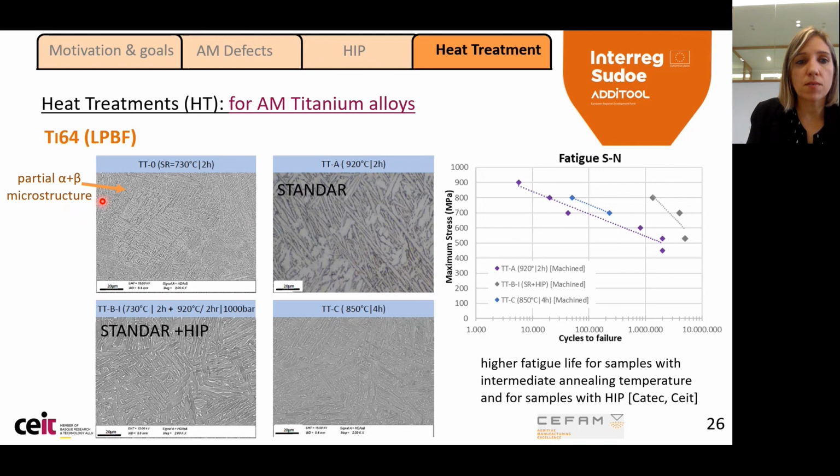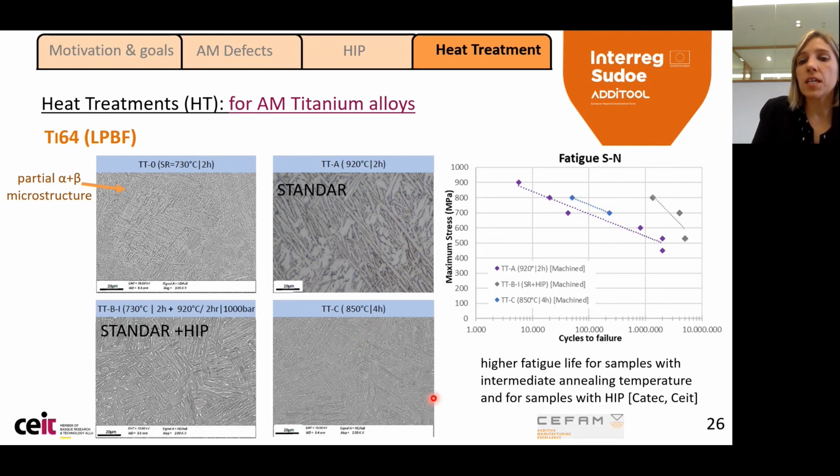In this case, we observe that with the heat treatment, we are able to transform the alpha prime martensite into alpha plus beta. However, at the low temperature, we still have some remaining of this AM microstructure. In the case of the standard treatment and the intermediate treatment, we have the correct microstructure.